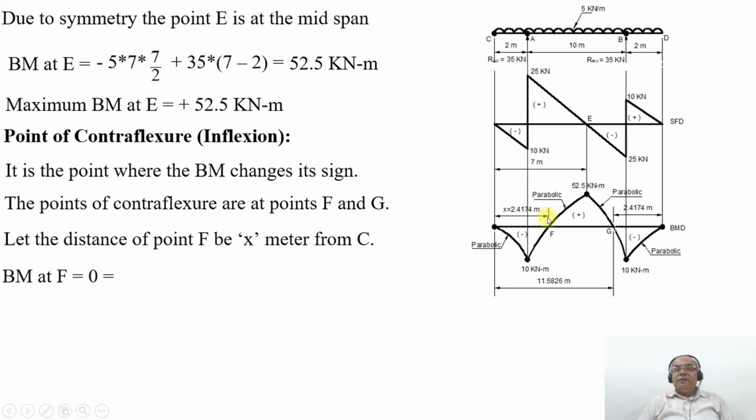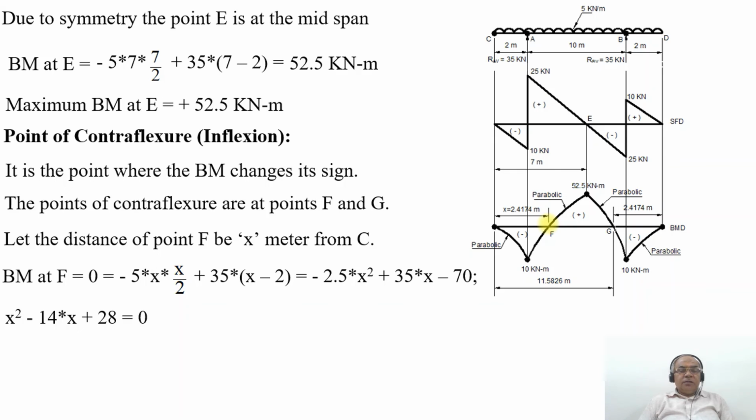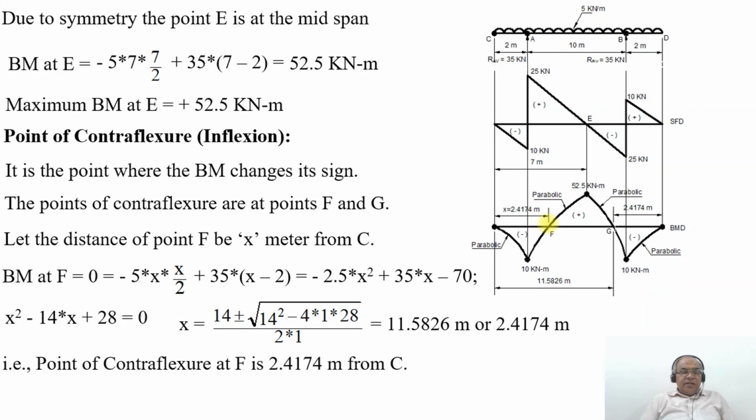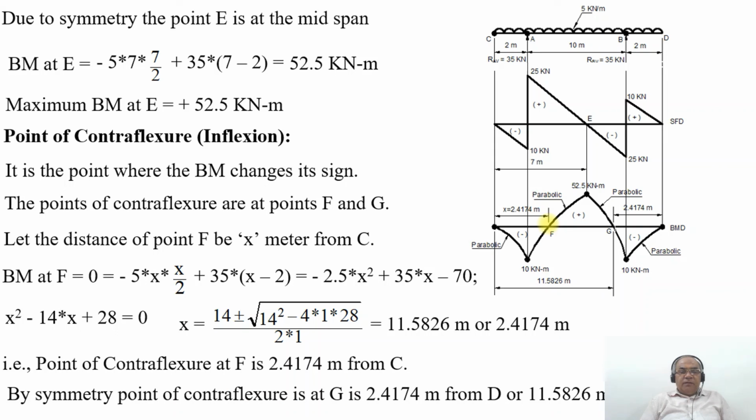Considering that section, it will be equal to minus 5 into x by 2 plus 35 into x minus 2. So that will be equal to minus 2.5 x square plus 35 x minus 70. On simplification, x squared minus 14x plus 28 is equal to 0. Taking the quadratic formula, x will be equal to 14 plus or minus root of 14 square minus 4 into 1 into 28, divided by 2. On simplification, you get 11.5826 meters or 2.4174 meters. Therefore, the point of contraflexure at F is 2.4174 meters from C. By symmetry, the point of contraflexure at G is 2.4174 meters from D, or 11.5826 meters from C.